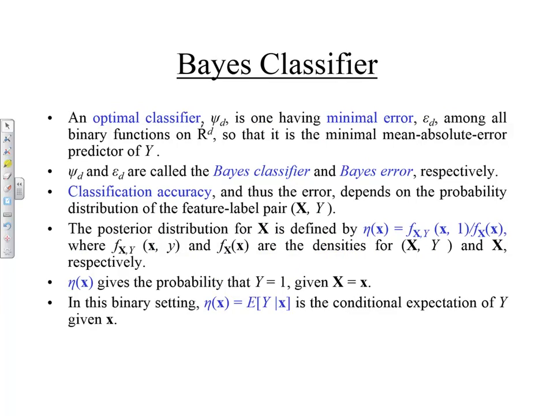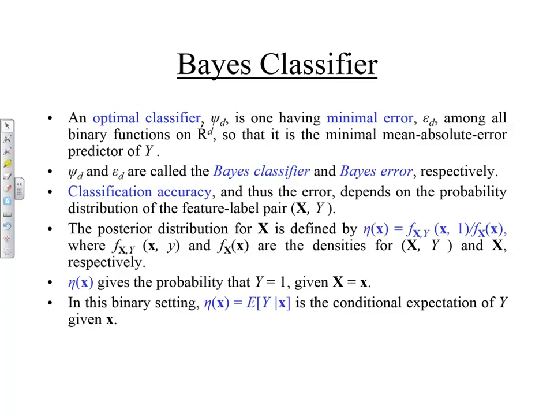Now, you are interested in what is called the Bayes classifier, which is the optimal classifier. An optimal classifier psi sub D is one having minimal error among all binary functions on R^d, so that it is the minimal mean absolute error predictor of Y. And psi D, the best classifier, and epsilon D are called the Bayes classifier and Bayes error respectively. Now, the classification accuracy and thus the error is going to depend on the probability distribution of the feature-label pair X and Y, that is, how the class labels are associated with the different feature vectors.